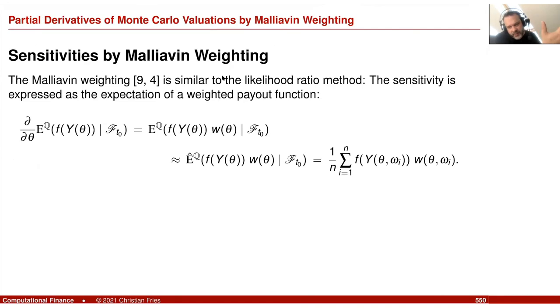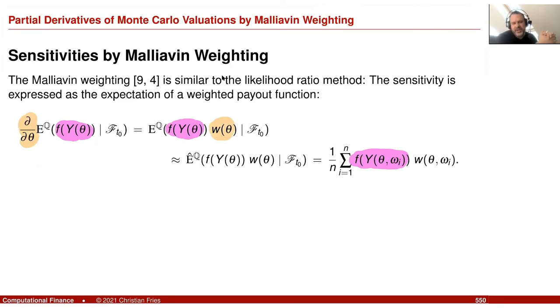So Malliavin calculus then looks like that: you have on the left-hand side a derivative of the expectation of some function f of y. And on the right-hand side, you have the same function f of y, maybe under the expectation, but the derivative is replaced by the multiplication with the weight, the so-called Malliavin weight.